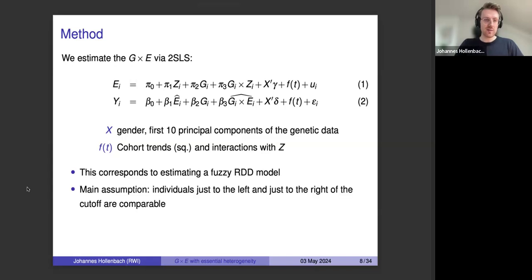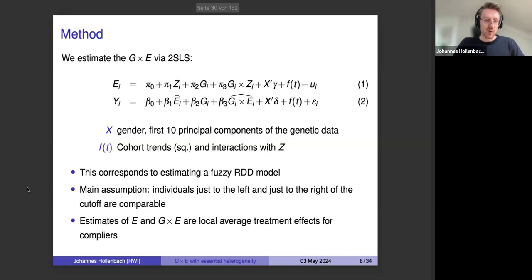Our main assumptions for an RDD are that individuals just to the left and just to the right of the cutoff, so people born before 1933 and people born after 1933, are comparable. This is just another way of putting the continuity assumption of RD. And if this assumption holds, we obtain local average treatment effects for E and G by E for compliers.